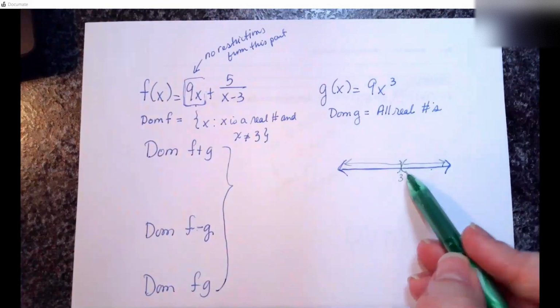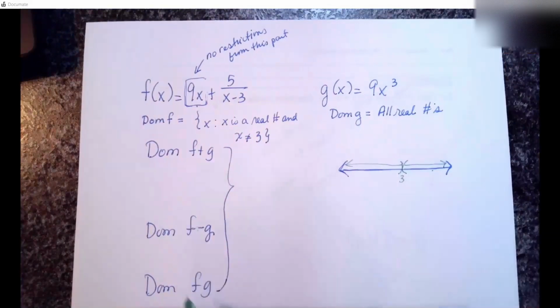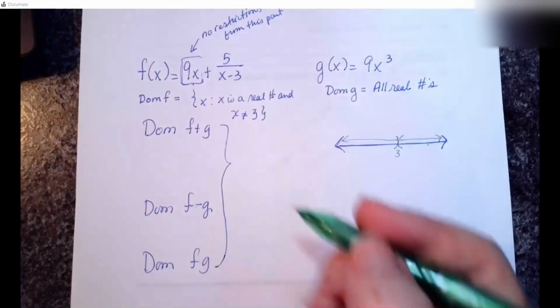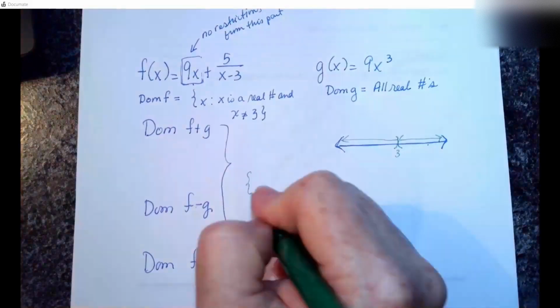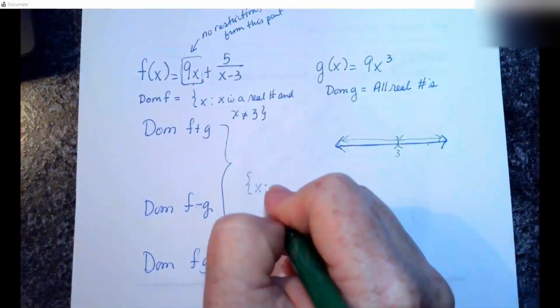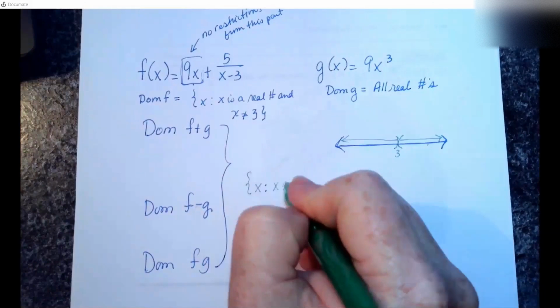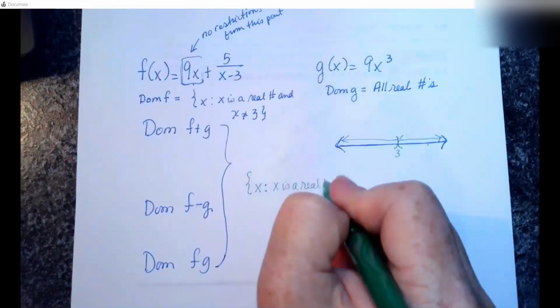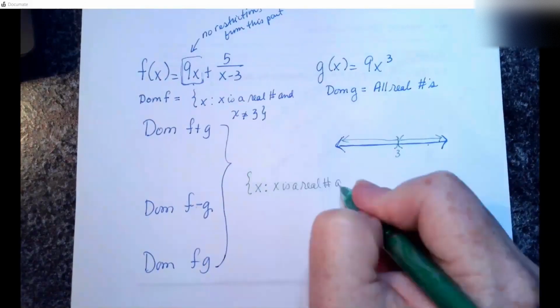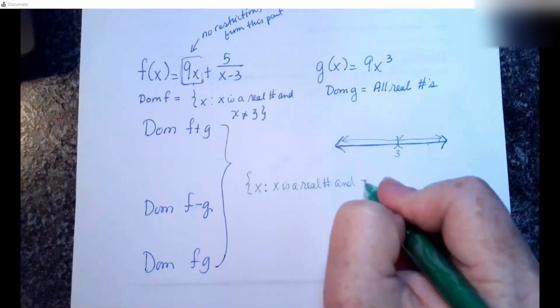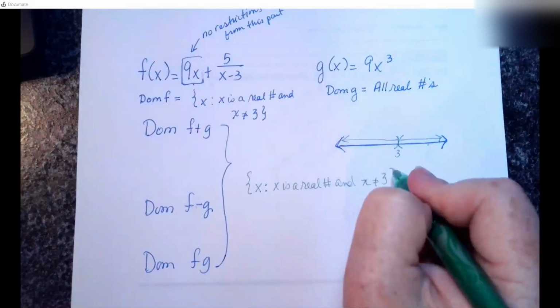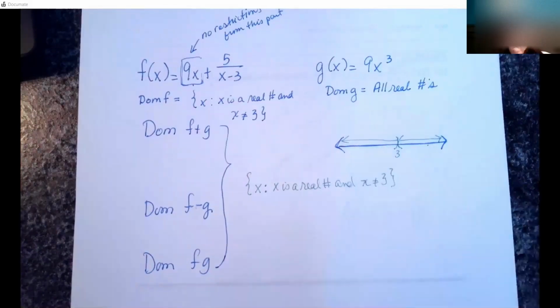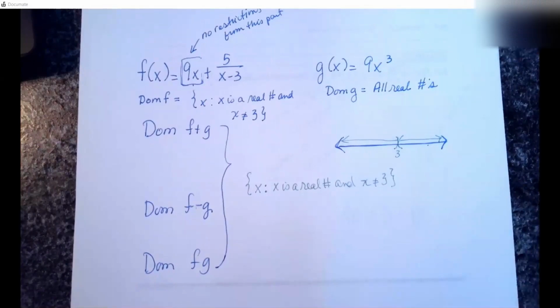So the domain of all 3 of these combinations of functions would be the set of all X such that X is a real number and X is not equal to 3. Any questions about that one?